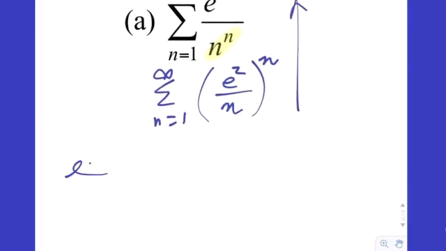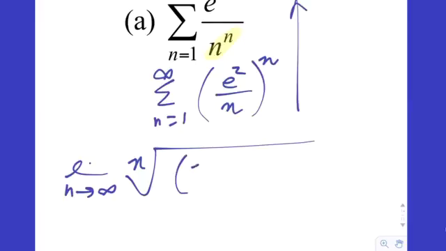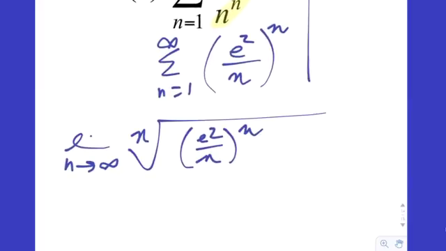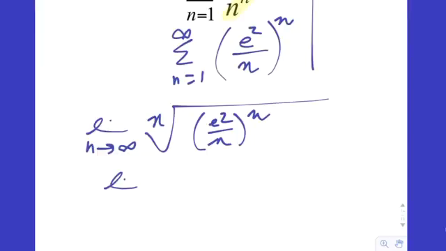So let's take the limit then as n goes to infinity of the nth root of the square root of, we really don't need the absolute values because e squared over n is positive for positive n. So that's mainly for like an alternating series. If there was an alternator, you could just throw it out. So that's going to be e squared over n to the nth power. And now what is the nth root of something to the nth power? It's just that something. So we're just left with e squared over n.